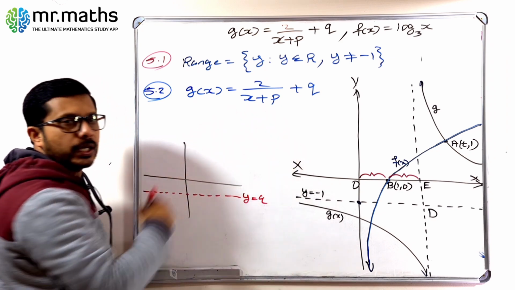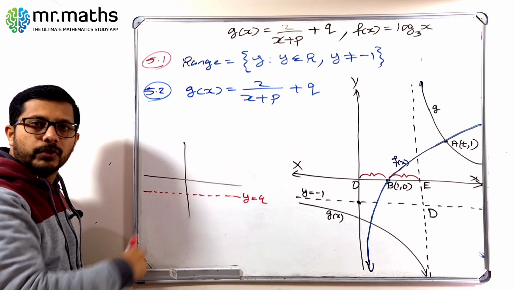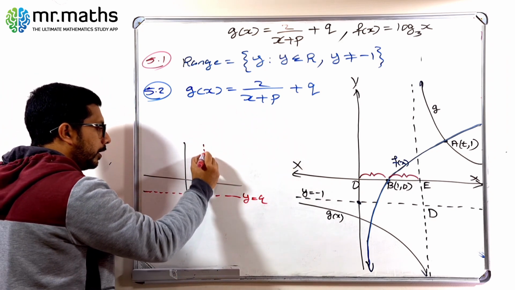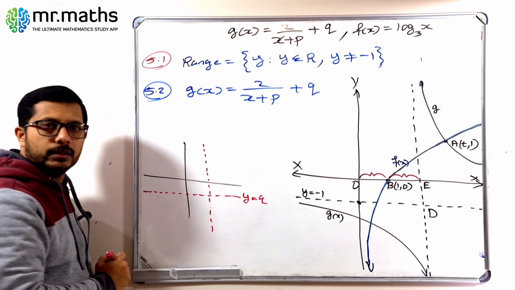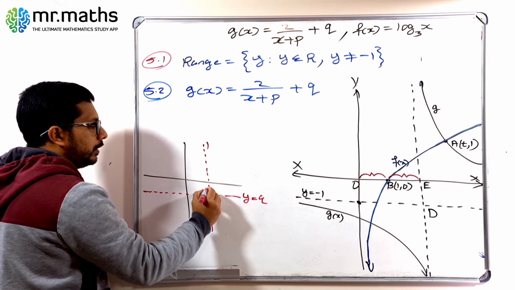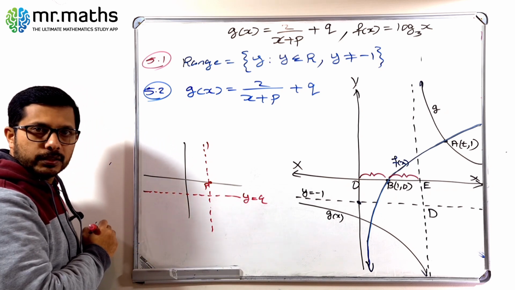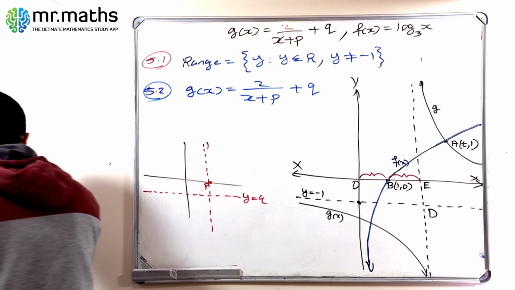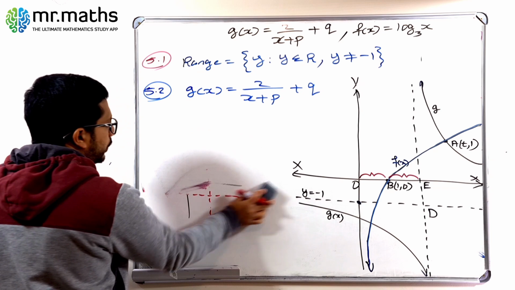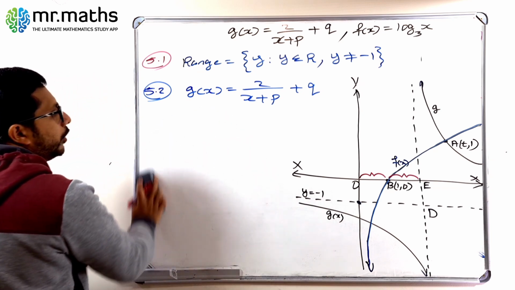And what does this p stand for? P stands for the vertical asymptote. That means this one. This value here is the value of x, that is p. Okay, so now before I write p and q, q is very easy.